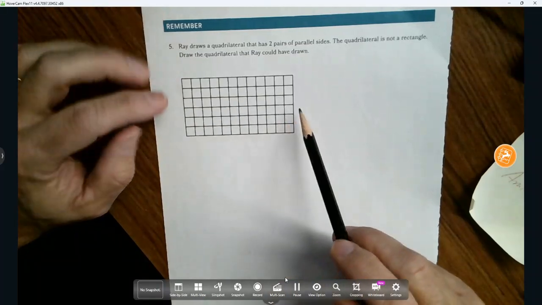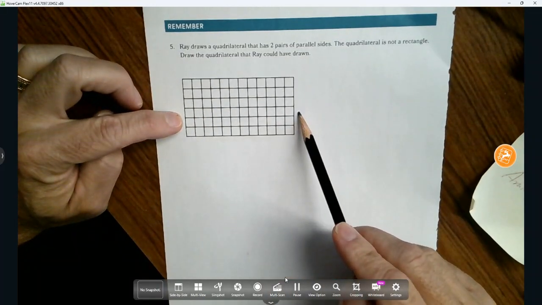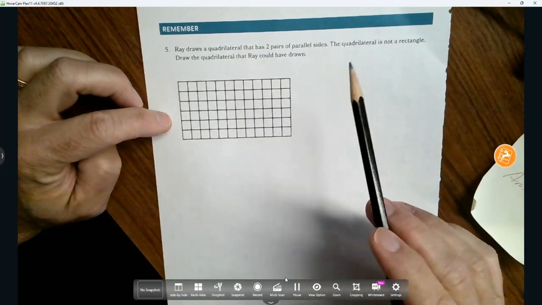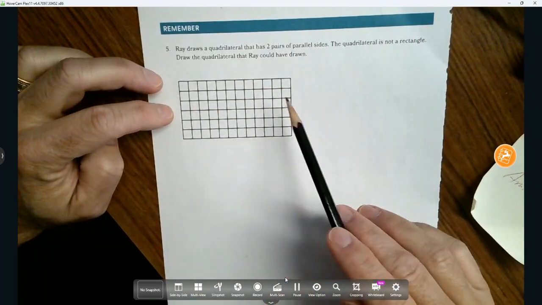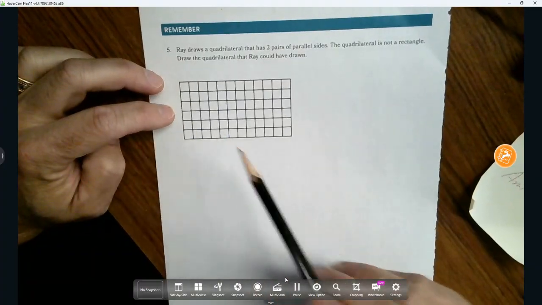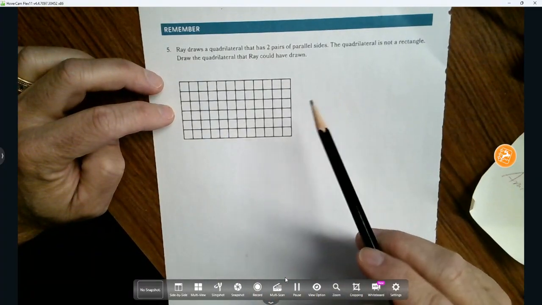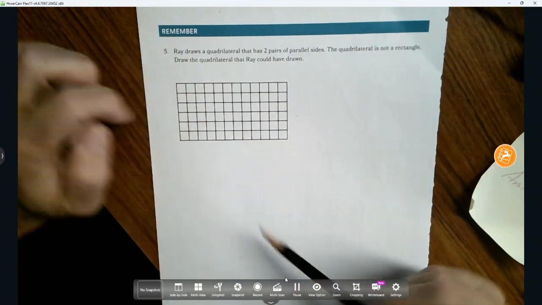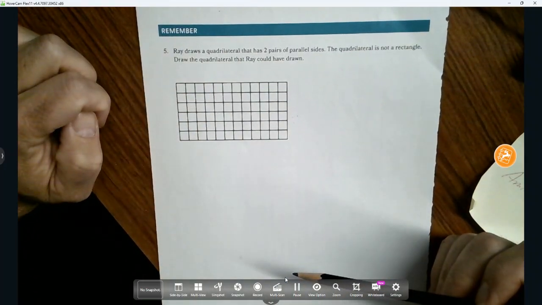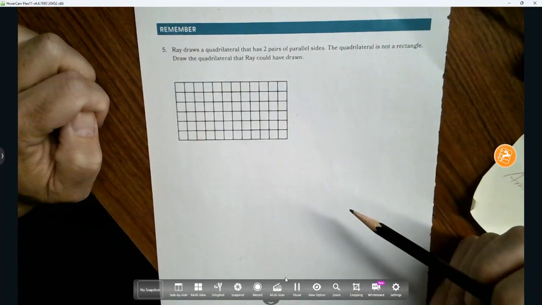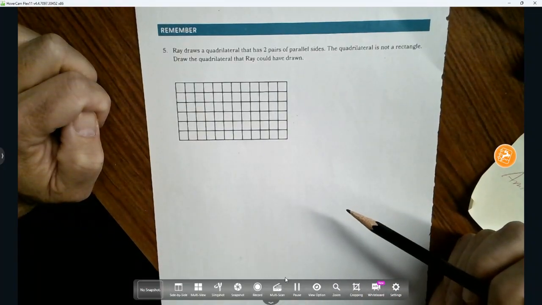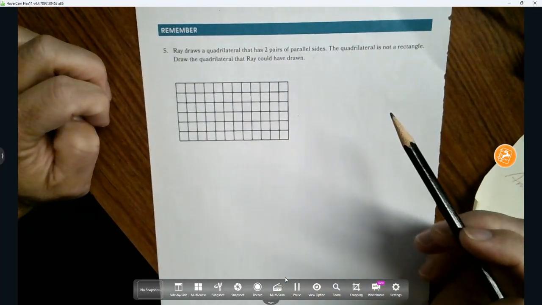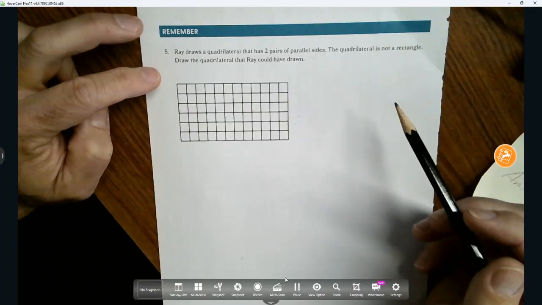It's a quadrilateral with 2 parallel sides. I'm sorry, not even, parallel. 2 pairs of parallel sides. So that's this and this. But it's not a rectangle. What could not be a rectangle that has 2 pairs of parallel sides? Figure that one out.